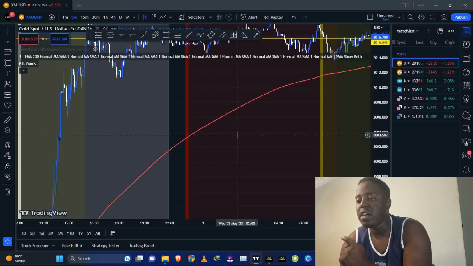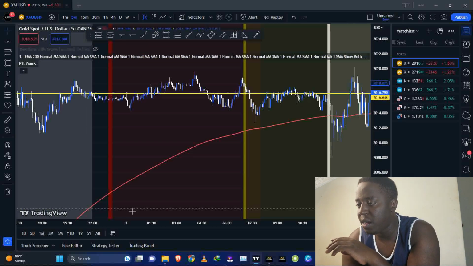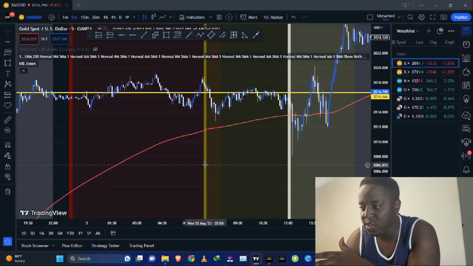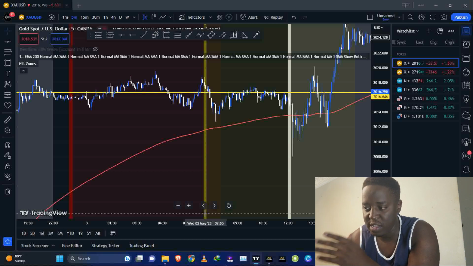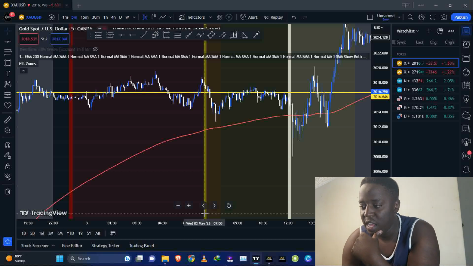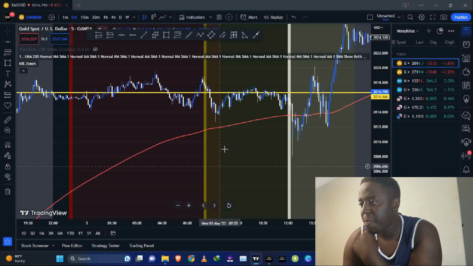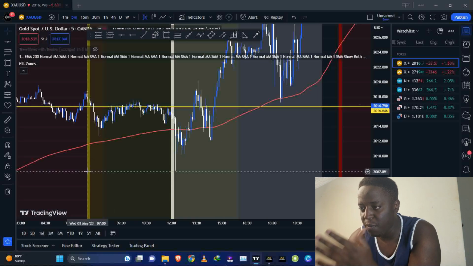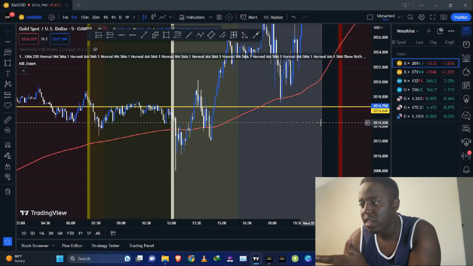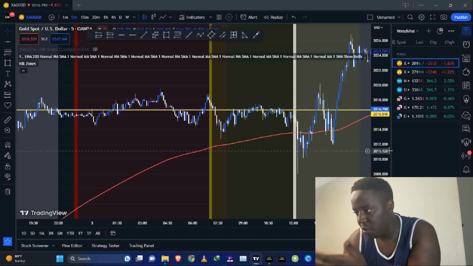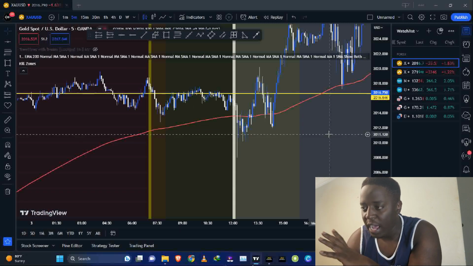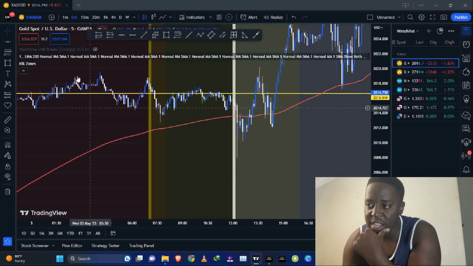So I usually look for trades mainly in the London session, which starts here at 7 a.m., which is a different time from ours. Here in Uganda, it's I think 10 a.m. in the morning. So I was looking for a trade from the London session straight to the New York session. That's when I look for trades to take. So I was waiting for any kind of formation that I can get which can give me a trade.